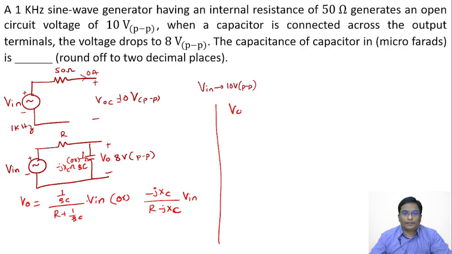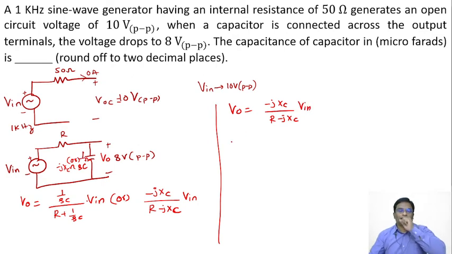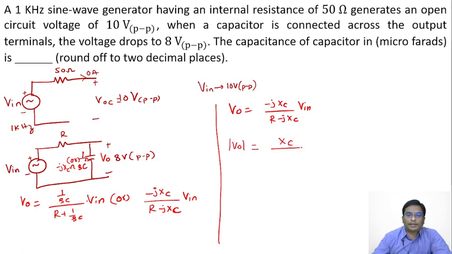We have V naught as minus jXC by (R minus jXC) into V. They're given 8 volts peak to peak. Okay, magnitude they are talking. What's the magnitude of V out here? This is XC by square root of R square plus XC square into V. Okay, magnitude. Here this magnitude V in is itself nothing but V in.